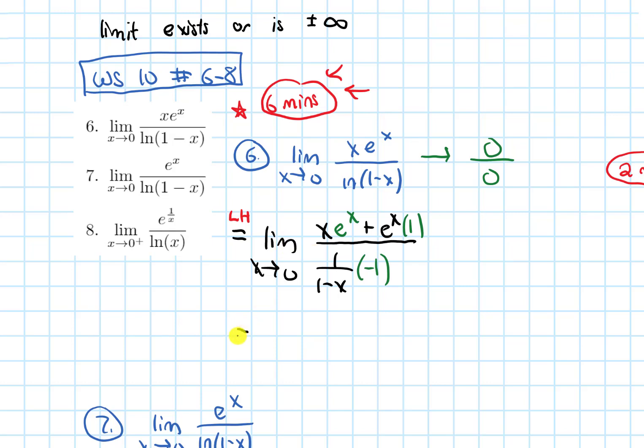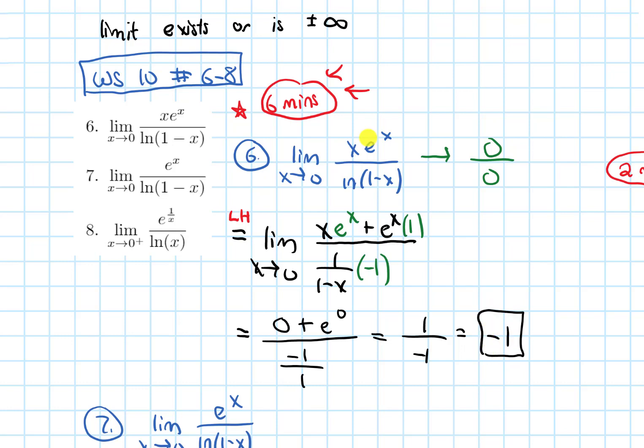Let's try plugging in. So I'll get, let's see, 0 times 1 first, that's 0, and then plus e to the 0. And on the bottom, I'll have negative 1 over 1 minus 0, 1. Okay, so on the top, I end up with just 1. On the bottom, I end up with negative 1. And 1 over negative 1, that is negative 1. And that's my limit right there.